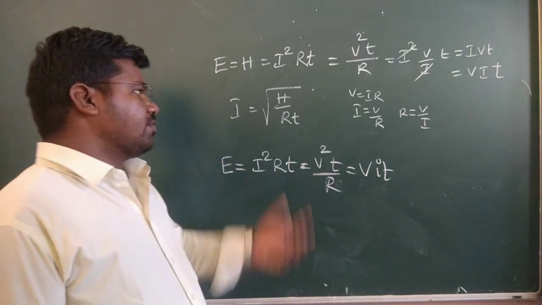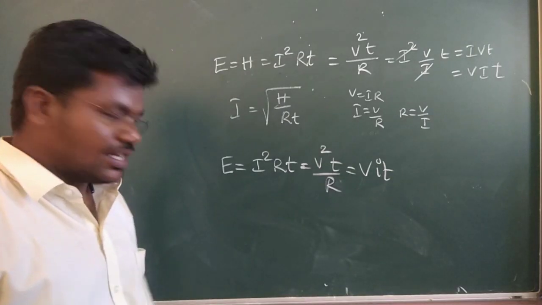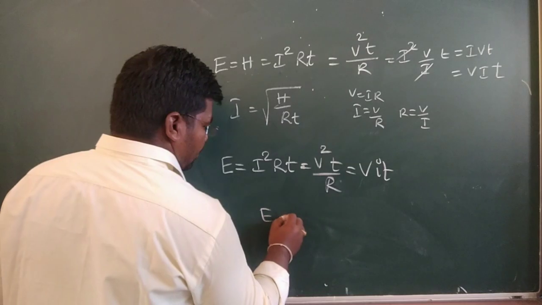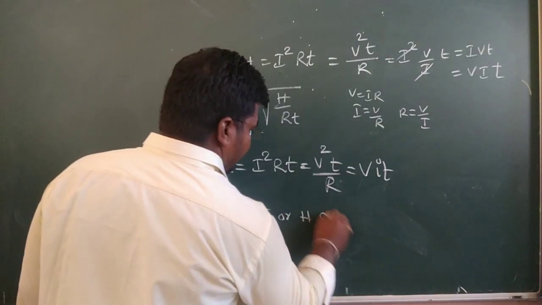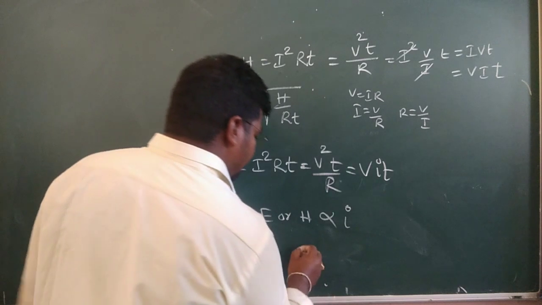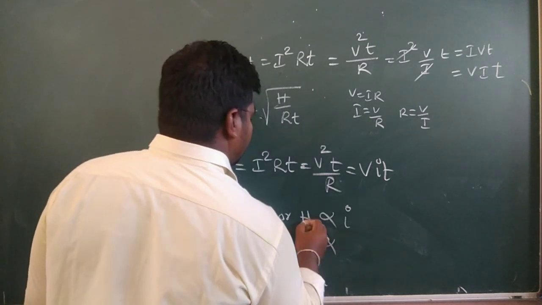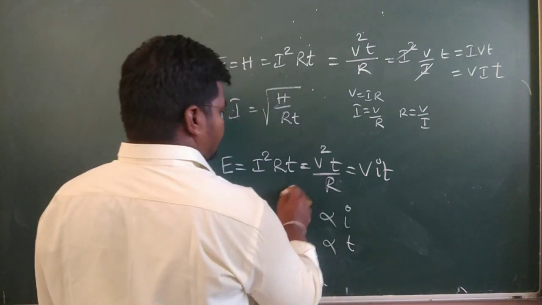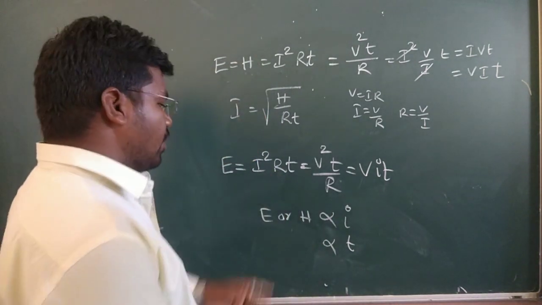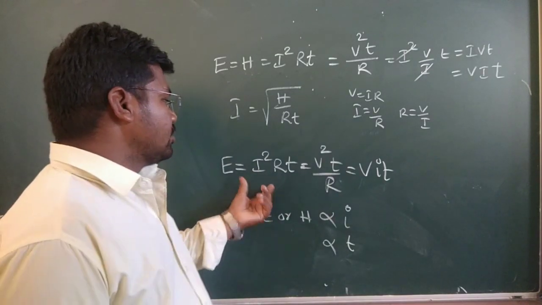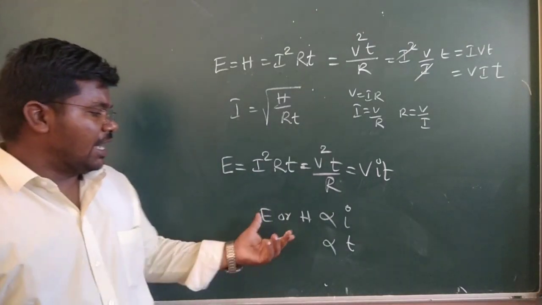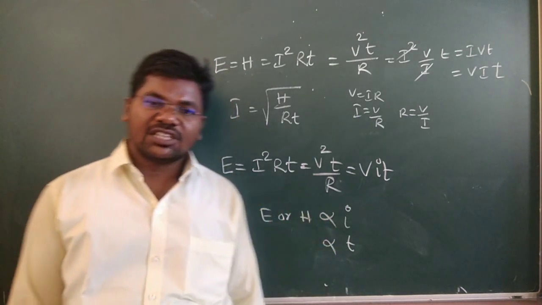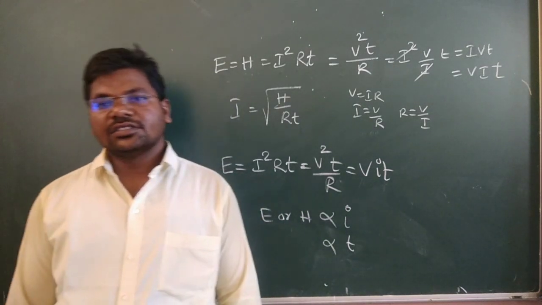So this heating effect of electric current is directly proportional to current, directly proportional to time, and directly proportional to resistance in the first formula. Understand? According to Ohm's law, V is equal to IR. From that, we can get different expressions for electrical energy.